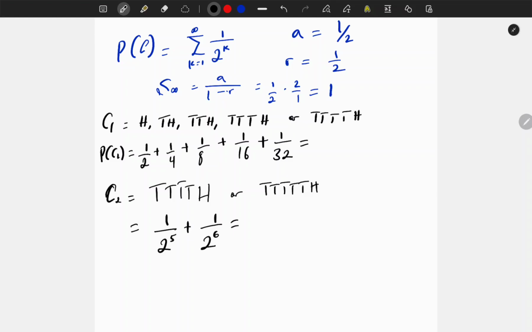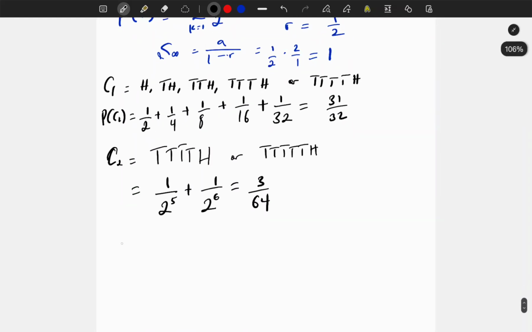Check the solution. This is 3 over 64, and then this is 31 over 32. Then you can confirm this. Okay, so the next question, we have to find the intersection C1 intersection C2.